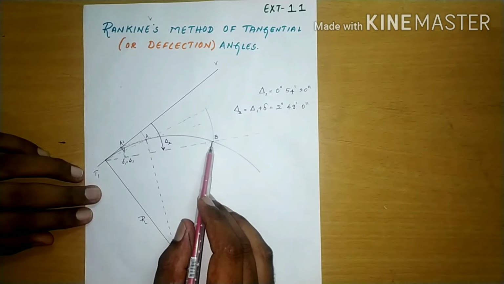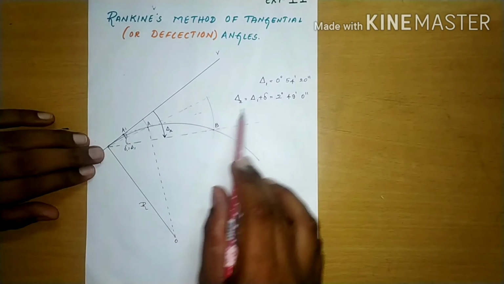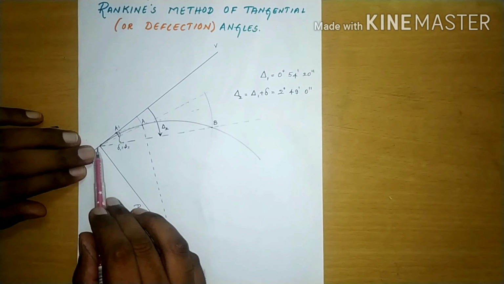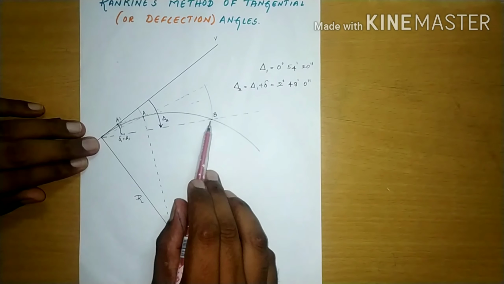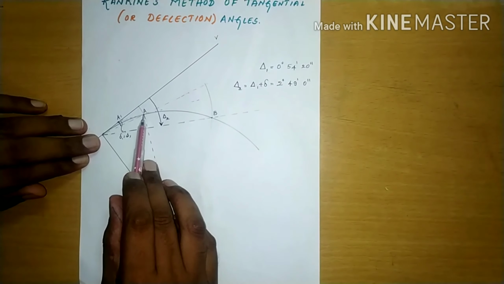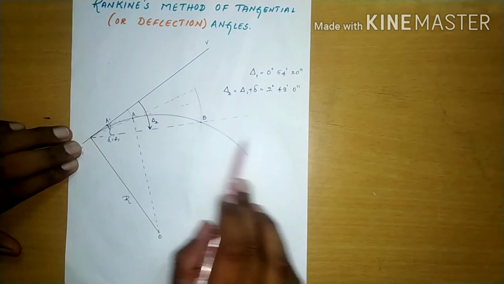Now, in order to locate the second point, point B, first we set out a horizontal angle equivalent to delta 2, that is 2 degrees 49 minutes 0 seconds, and then we have established the line T1B. After that, to locate point B along the line T1B, we keep A as center and the radius of the arc equal to the length of the normal chord. We cut an arc such that we get the point B. This procedure is similarly continued until we reach the last point, that is, the point of tangency C.